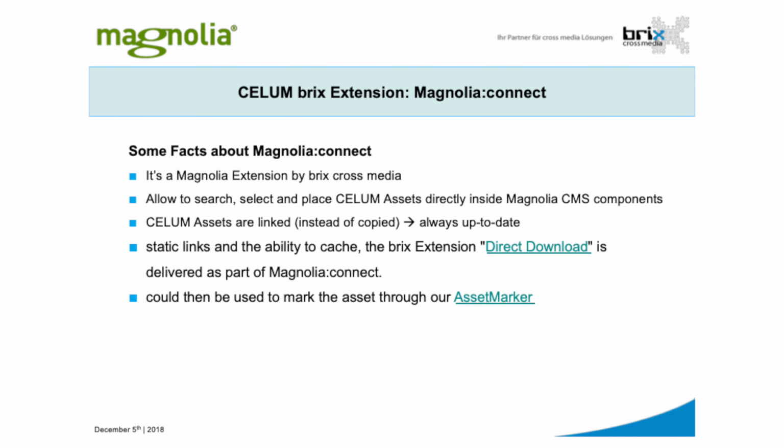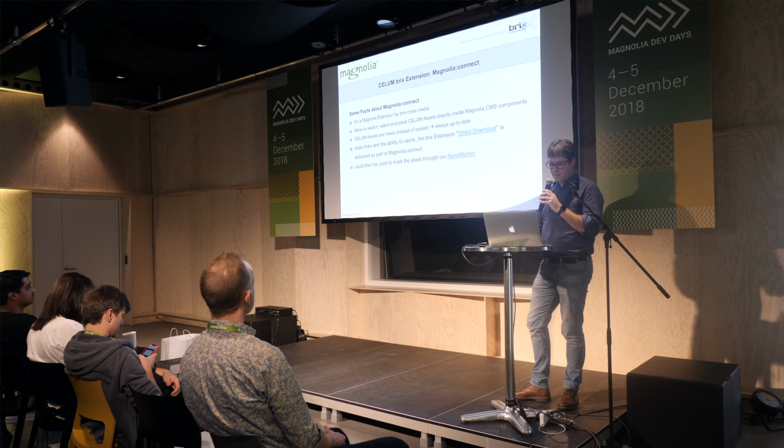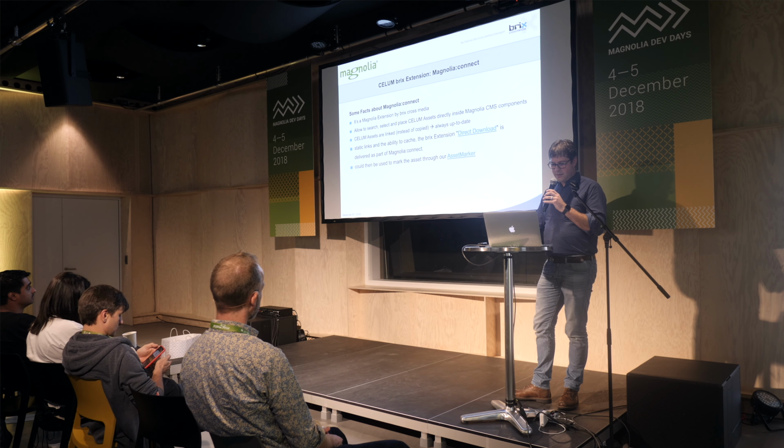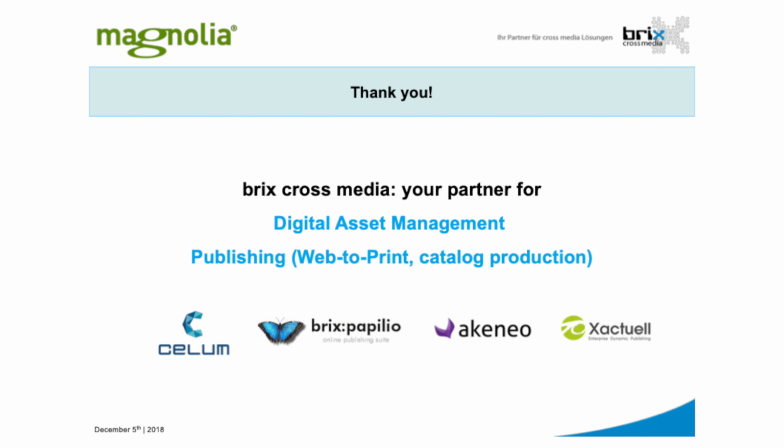One of them is Magnolia CMS. So we built the Magnolia connector. We did this extension for CELUM DAM. This connector allows you to search, select, and place CELUM assets directly inside your Magnolia CMS. The assets are then linked instead of copied and are always up to date. With another extension of ours, we can also show you with a marker inside your DAM system that the asset is used in your CMS.